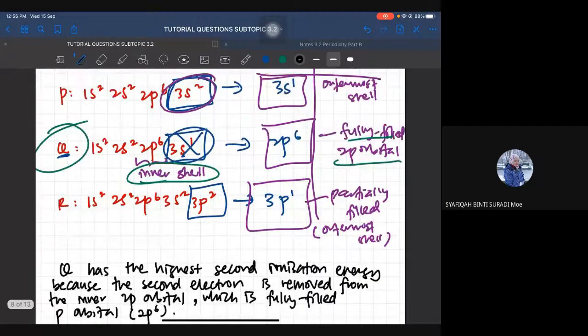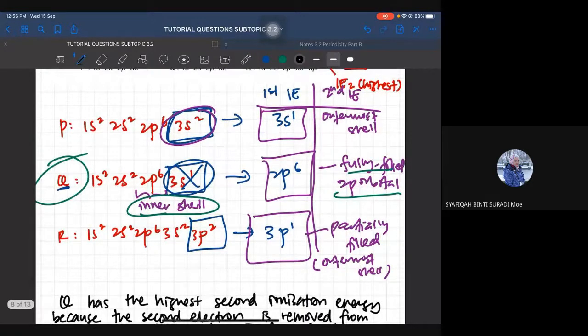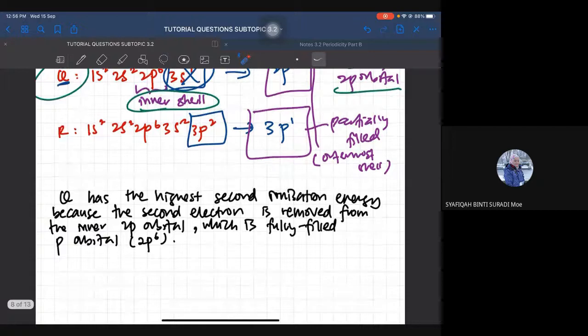Okay. Kalau tengok dekat 3s2 ni memanglah dia pun remove daripada partially filled kan? Which is actually half filled kan? Which is actually stable je sebenarnya. Cuma dia remove daripada masih dalam outermost shell lah, compared to yang ini daripada inner shell 2p6. Okay, inner lepas tu dia fully filled, so dia lagi susah nak remove electron, second electron. So Q is the answer. Okay, sebab dia is removed because the second electron is removed from the inner 2p orbital, which is fully filled p orbital 2p6.